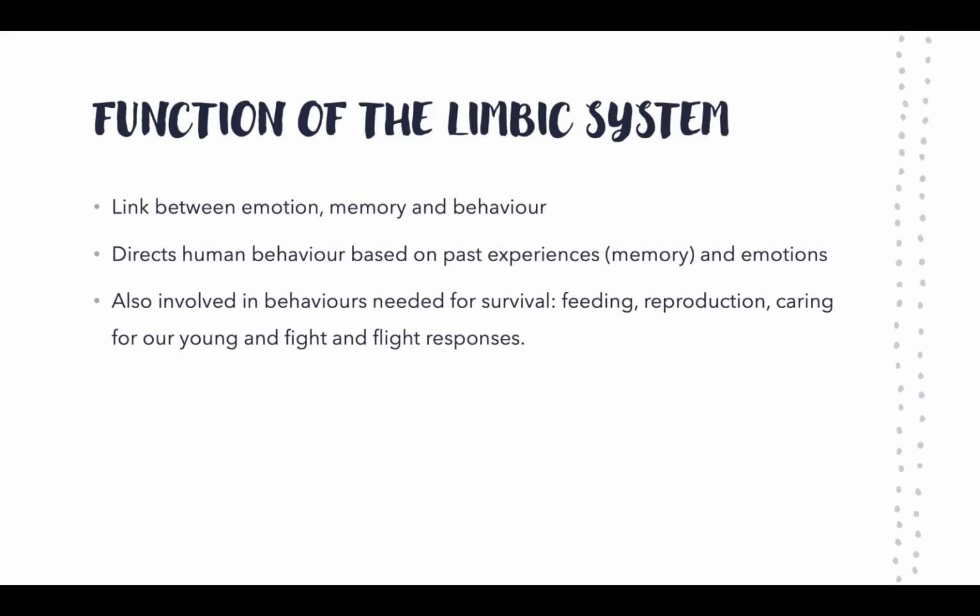So, for example, if something has good emotions or good memories attached to it, we're more likely to do it in a certain type of way. It is also involved in other behaviors that are needed for survival. This is things like feeding, reproduction, caring for our young, and it's involved in our fight or flight responses. Our sympathetic system is related to fight or flight. Similarly, our limbic system is also involved in this system as well.